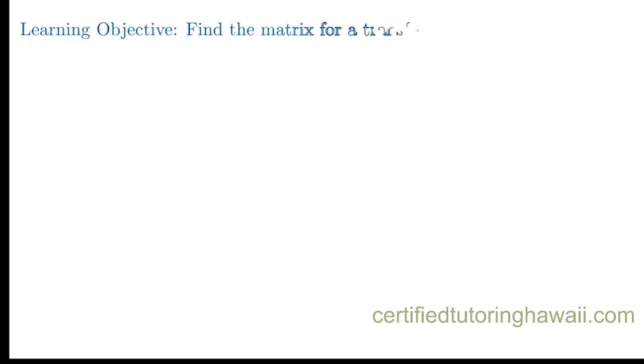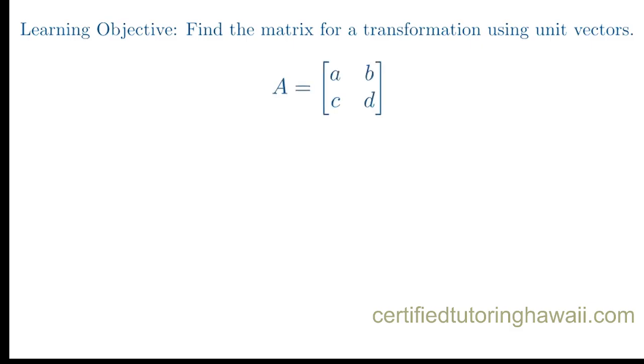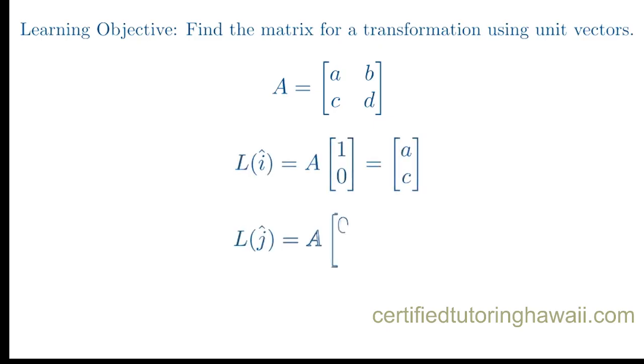Let's put this into practice to find the matrix A. Our objective here is to apply this knowledge to find the matrix for a simple transformation. We will use the unit vectors to determine a transformation matrix. Remember, we can write L of v as matrix A times v. So, L of i hat is A times i hat, and L of j hat is A times j hat. Let's write this out. A times i hat gives us the first column of A, and A times j hat gives us the second column of A.